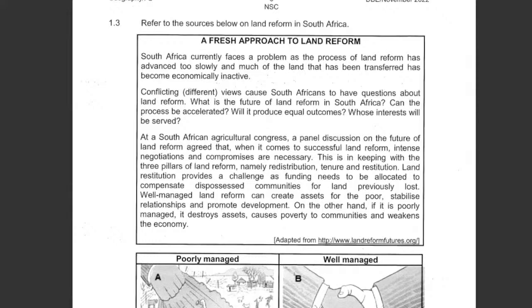At South Africa's Agriculture Congress, a panel discussion on the future of the land reform agreed that when it comes to successful land reform, intense negotiations and compromises are necessary.